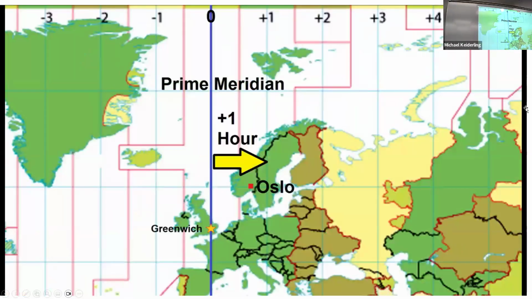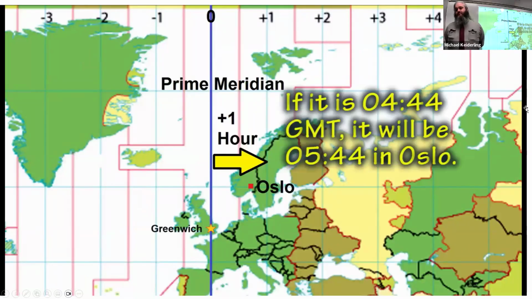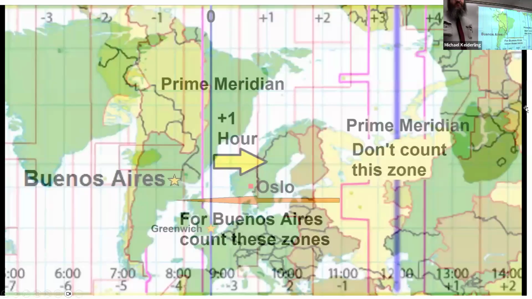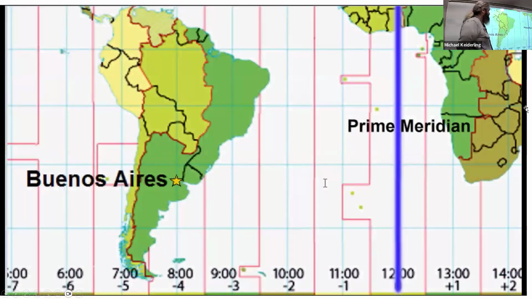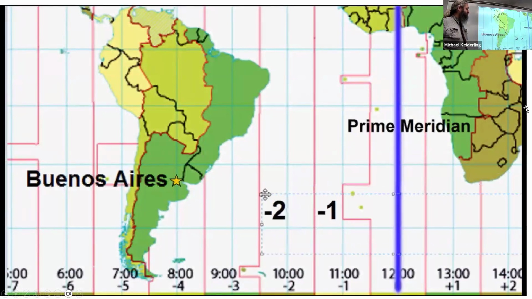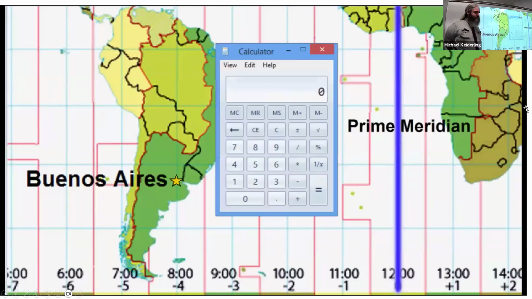Oslo, in Norway, is one time zone to the east of Greenwich, so I will add just 1 hour to the current Greenwich Mean Time. When counting the number of time zones away a location is, count the time zone your location is in, but do not count the time zone that Greenwich is in. For example, I will count for Buenos Aires, Argentina. 1, 2, 3, 4. So, if the time is 4:34 GMT, I will subtract 4 hours to find out the time for Buenos Aires. The time will be 0:34.